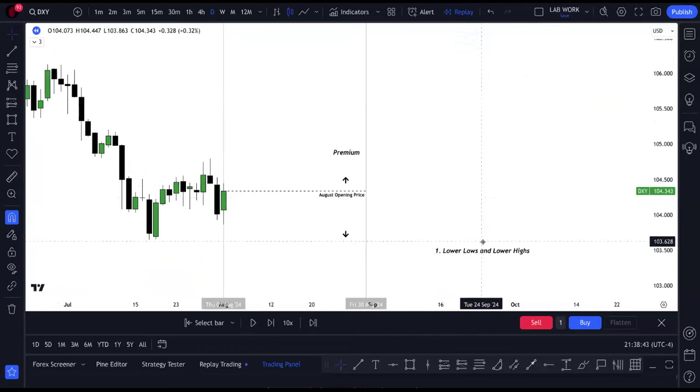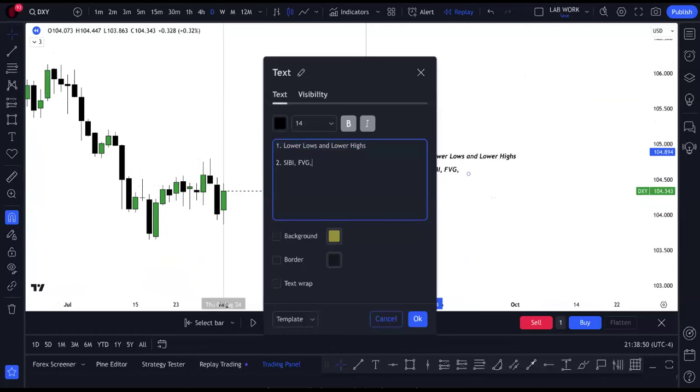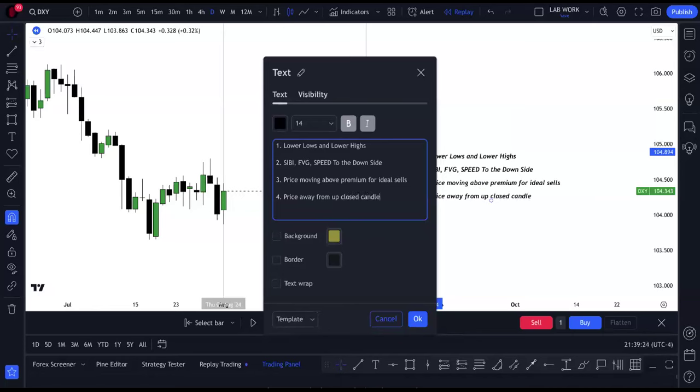We should be seeing Sibis, fair value gaps to the downside, right? Price moving up, price at some point moving above and selling, right? Price moving above premium for ideal sells. Number 4, we talked about price moving away from down candles in a bullish scenario. So that means price is moving away from up closed candles. Let's call that counter trend candles.